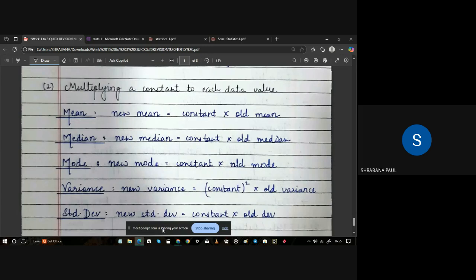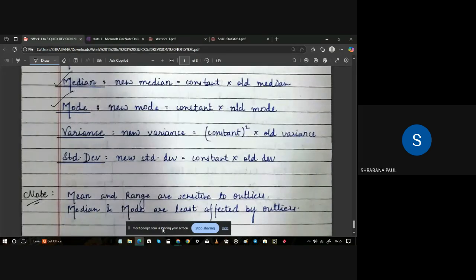सिमिलरली मल्टीप्लाइंग एनी कांस्टेंट में क्या, मीन में देखो कांस्टेंट इनटू ओल्ड मीन होता है. मीन में चेंज होता है, मीडियन में चेंज होता है, मोड में भी चेंज होता है, जैसे कि कांस्टेंट मल्टीप्लाई हो जाता है. बट वेरियंस में क्या होता है, वेरियंस में कांस्टेंट स्क्वायर हो जाता है. जस्ट फॉर एग्जांपल आई गिव एन एग्जांपल, y is equal to 2x.